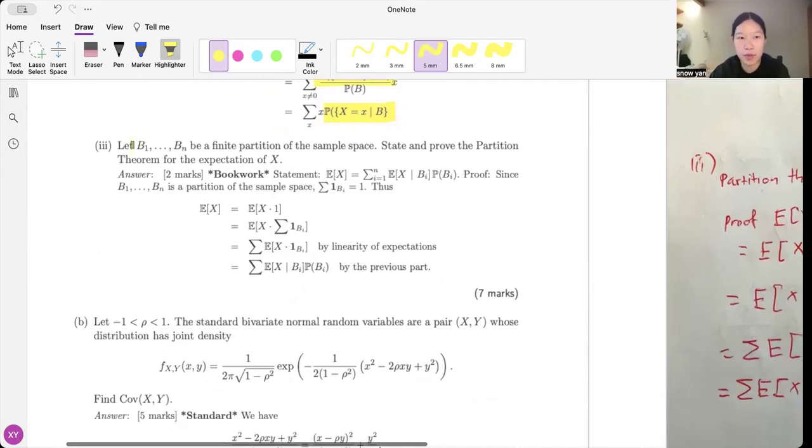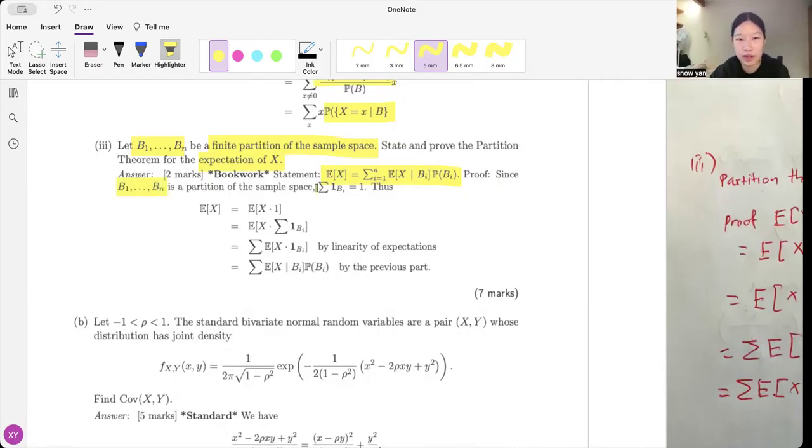Part three, let B1 to Bn be a finite partition of the sample space. Okay, so partition means that it's exhaustive, so it covers the whole range and there's no overlaps, so they're disjoint. State and prove the partition theorem for the expectation of X. Okay, so the partition theorem is pretty straightforward. E of X equals the sigma from 1 to n of E of X given Bi, times P of Bi. That's pretty straightforward.